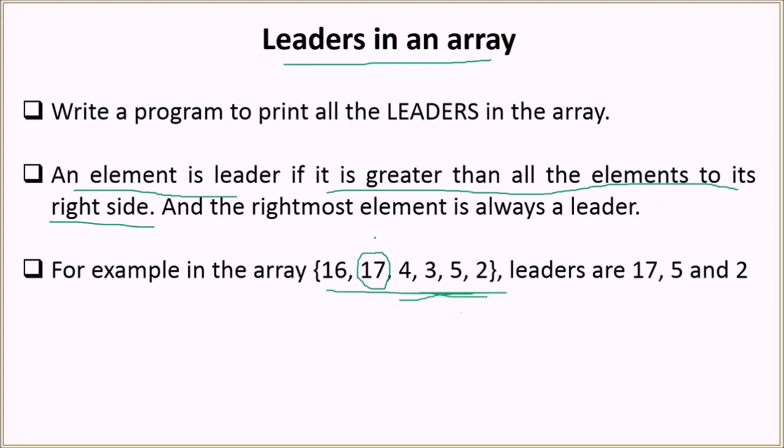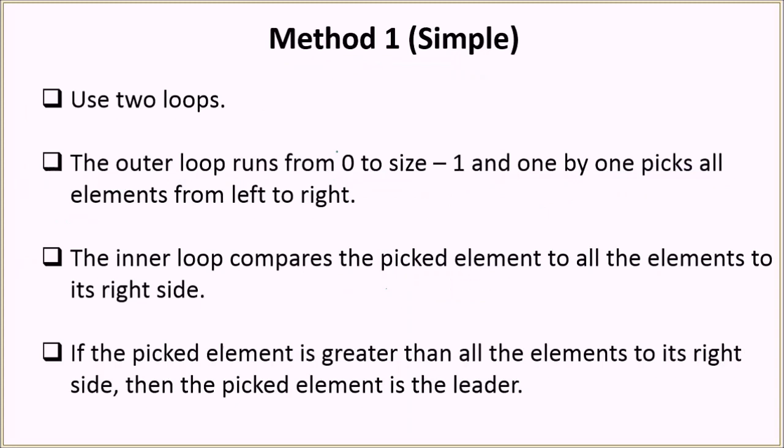This means that the rightmost element will always be a leader because it basically doesn't have any elements to its right. Like in this array, we also have a leader 5 because the element 2 to the right side is also smaller than the 5. So we have three leaders in this array. We have to print these leader elements inside an array. So let's look at the solutions.